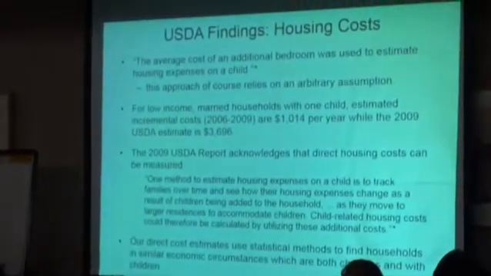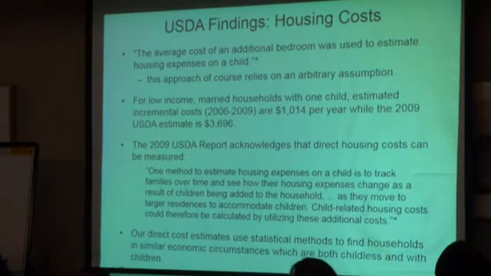Laura? I guess I didn't understand the 1,014 versus the 3,696. The slide says estimated incremental costs. And what is that based on? What that means is that my hypothetical says there's zero incremental costs. But in reality, that's incorrect. In reality, it's approximately 1,000 for this particular classification of households. It is the incremental costs of having the first child for a married household with low income. Just for housing, correct? Just for housing. Okay.